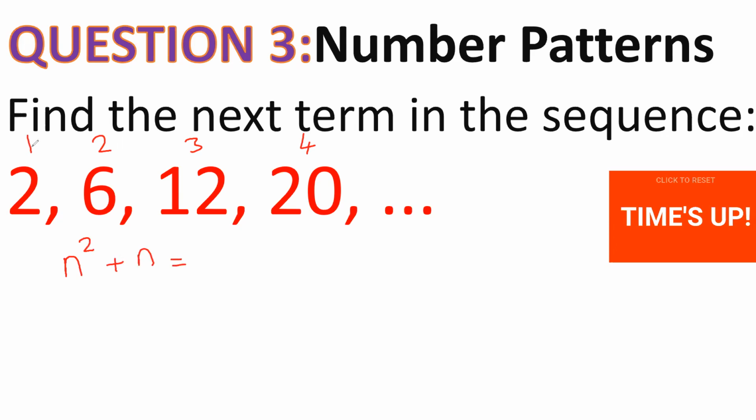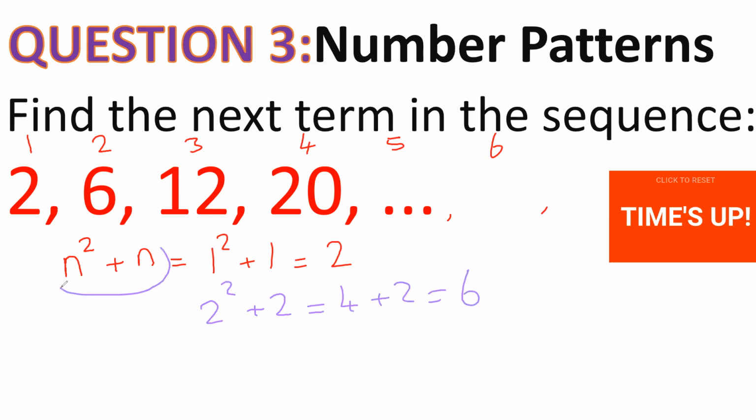For example, if this is number 5, this is number 6, we can carry on, we can add more numbers. So this formula we are using for this pattern. So n square plus n. For number 1, let's try. 1 square plus 1 equals 2. 1 square is equal to 1, 1 plus 1 is 2. When you come to the second one, 2 square plus 2. 2 square is equal to 4, 4 plus 2 equals 6. It means this formula is working.